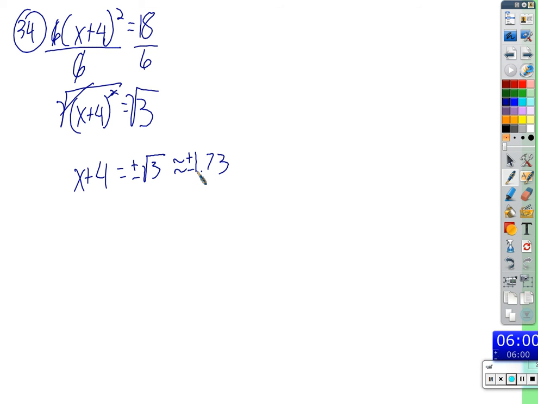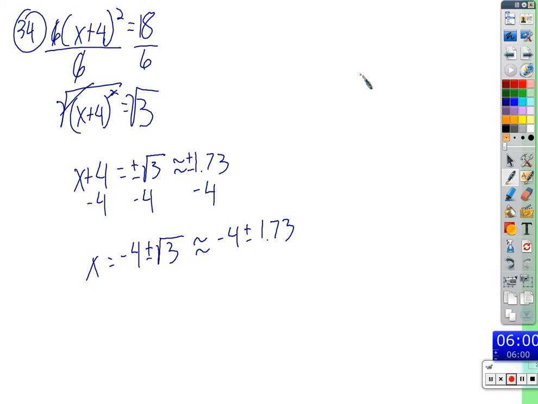We want to get x by itself, what do we do? Subtract 4. X equals negative 4 plus or minus the square root of 3. That means negative 4 plus the square root of 3, and negative 4 minus the square root of 3, or negative 4 plus or minus 1.73, which is our approximation for the square root of 3.